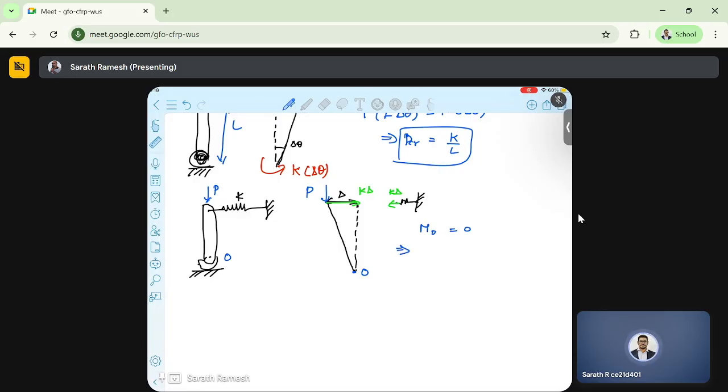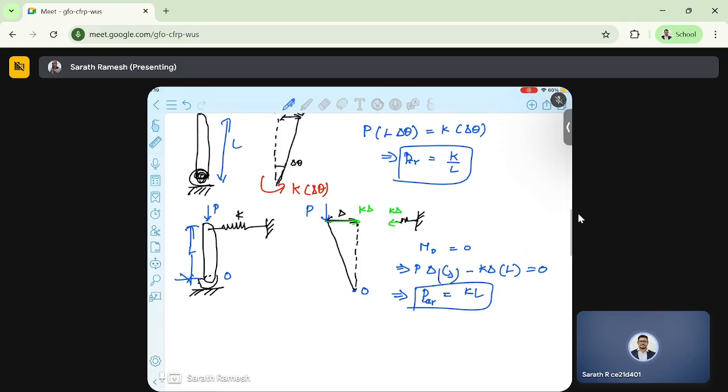So this implies P times delta acting in this direction, minus K delta times L, where the length is L, will be equal to 0. So this implies P critical equals K L. Fine, so this is how we find the critical load.